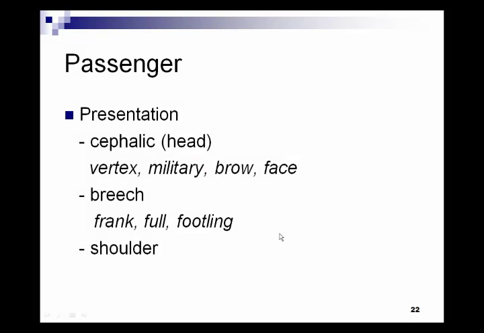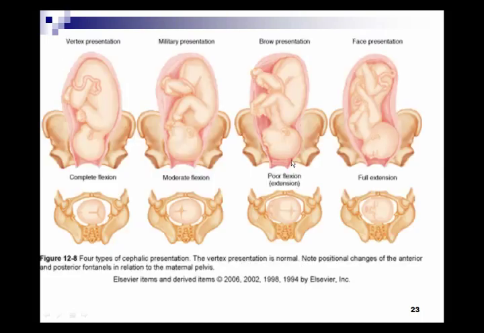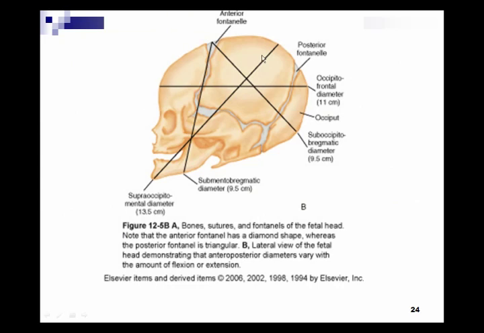The passenger, again, can be cephalic, head first, and it can be a subcategory of vertex, military, brow, and face. We can have it breech, which means it's sacrum first, so be frank, full, or footling. But the one when we were talking side to side, that would be a shoulder presentation, and we can't birth them that way. That would be a C-section. Now I'm going to explain why it's very important on these flexions. This is just reviewing again how it fits through the vaginal canal.